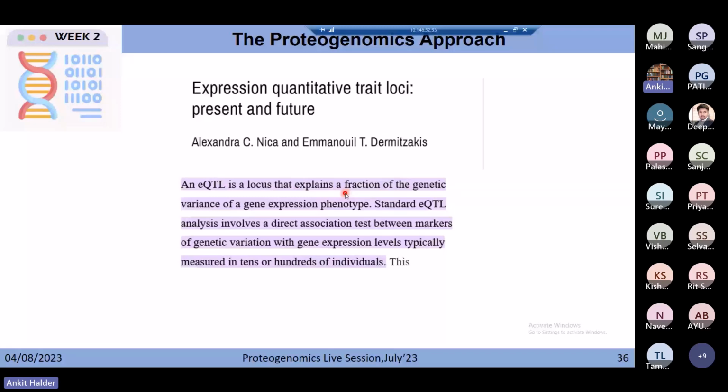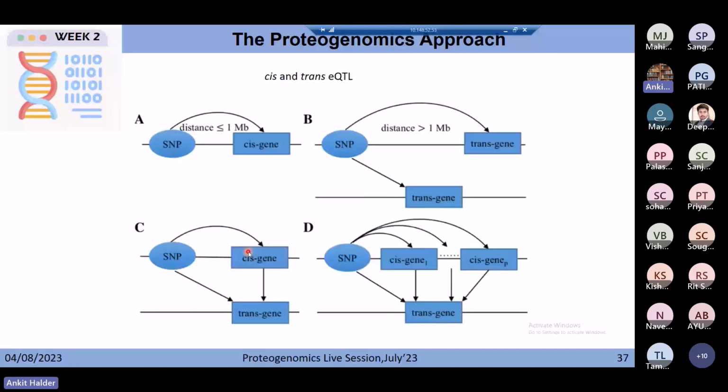So from all this we came to know that for a particular disease this locus is causing the disease. Now we need to understand what fraction of that is leading to that expression phenotype. So this is a direct association between markers and gene expression levels, that is, the expression levels with the genetic variation. So this is how QTL, or quantitative trait loci, comes.